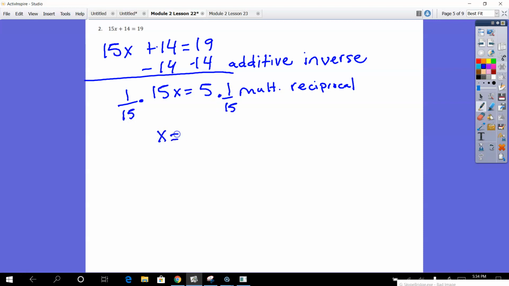So x is equal to 5 times 1 is 5, 1 times 15 is 15. That simplifies. 5 will go into 5 once, and 5 will go into 15 3 times. So that does not equal 3, it equals 1/3.